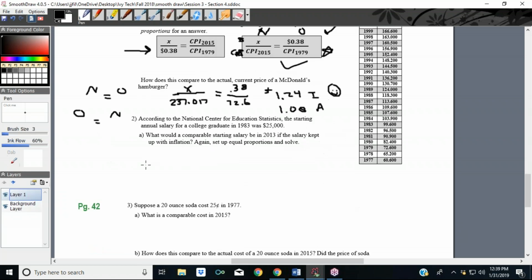Let's look at the next one. According to the National Center for Education Statistics, the starting salary for a college graduate in 1983 was $25,000. What would be a comparable one in 2013 dollars? So 25,000. The CPI in 1983, it looks like it's 99.6.